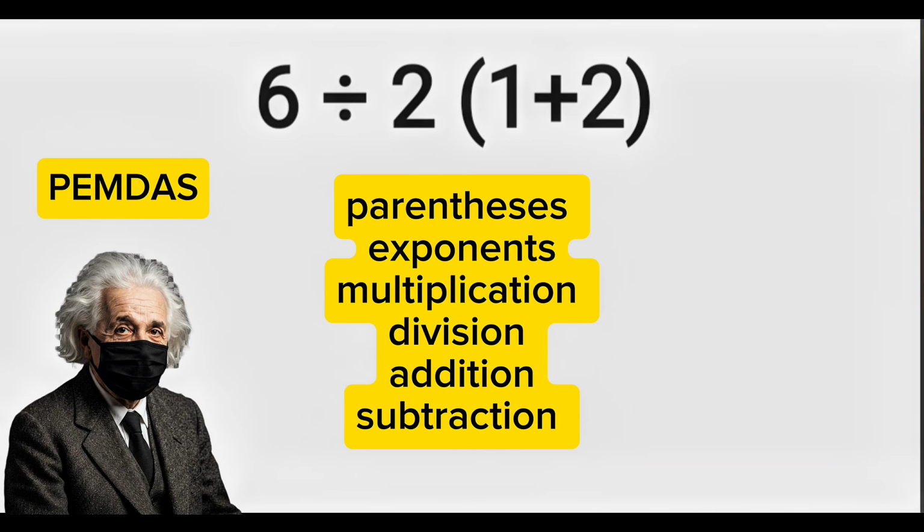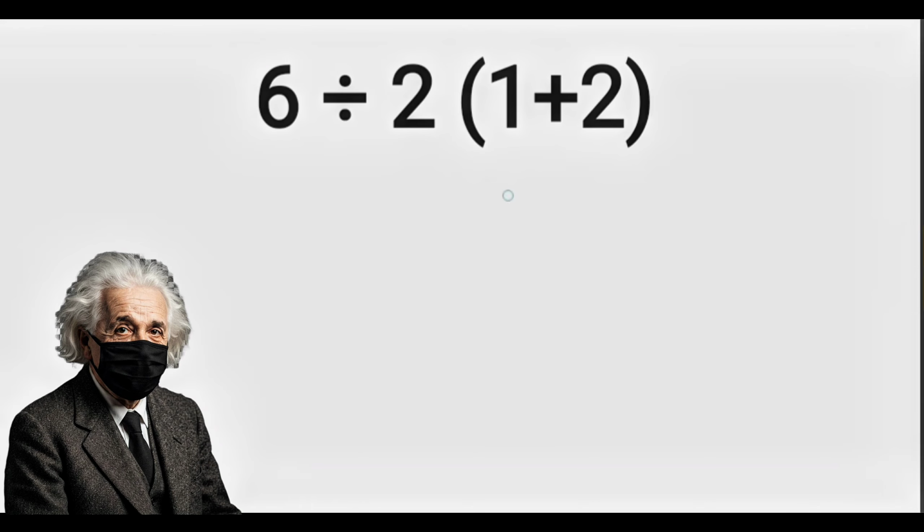Let's apply that here. Parentheses first, always. 1 plus 2 equals 3. So the equation becomes 6 divided by 2 times 3. There's no more parenthesis left, which means multiplication and division are equal partners now. We go left to right. Whichever one shows up first wins.